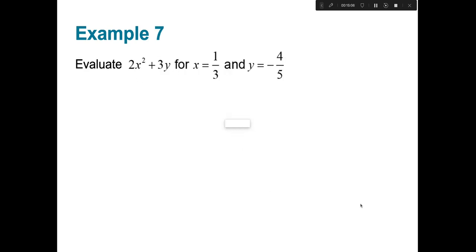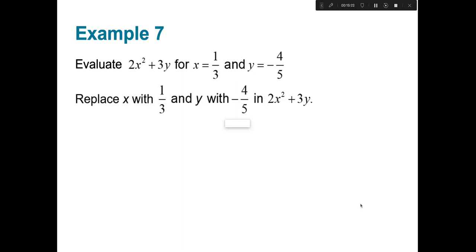For our last example, it says 2x squared plus 3y when x is 1/3 and y is 4/5. So the first thing we have to do is substitute these values in for our variables. So you should have something that looks like 2 parentheses 1/3 squared plus 3 and a negative 4/5.